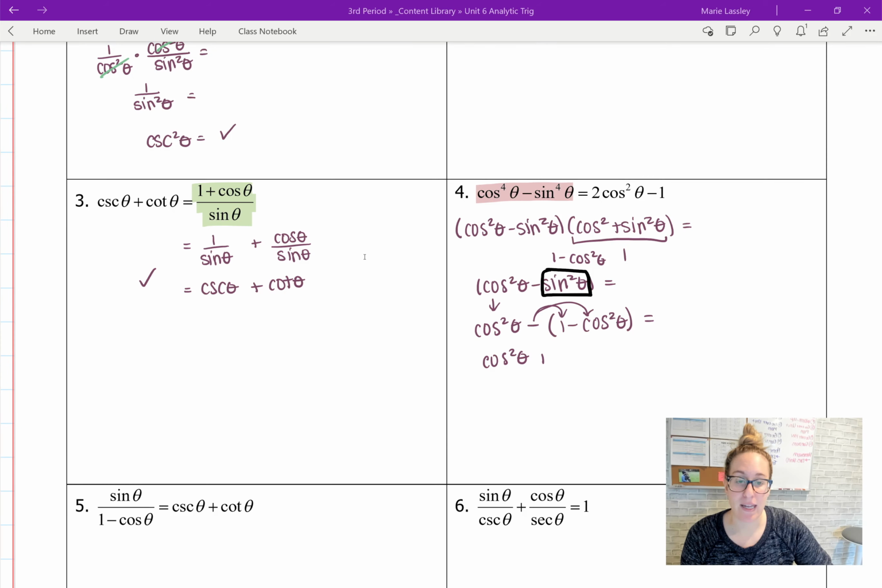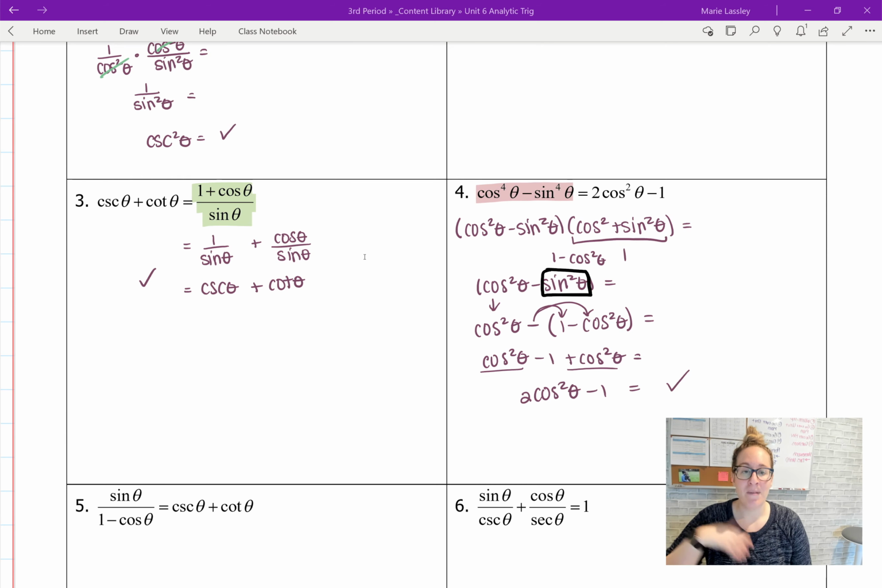Now I can combine like terms. I have a cosine squared plus another cosine squared. That becomes 2 cosine squareds. And then that minus 1, and then I am exactly where I needed to be. So I am now at 2 cosine squared theta minus 1.